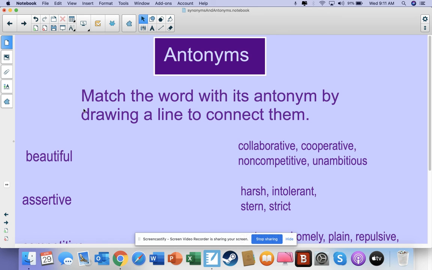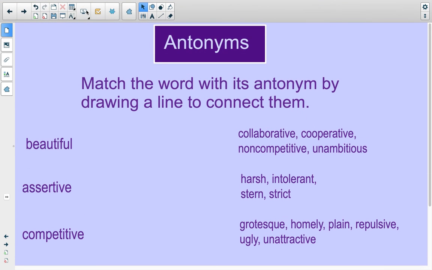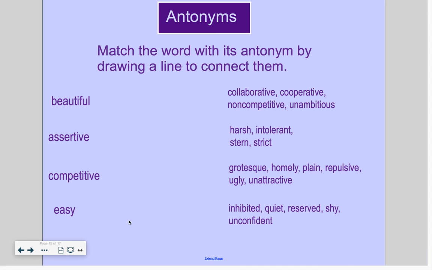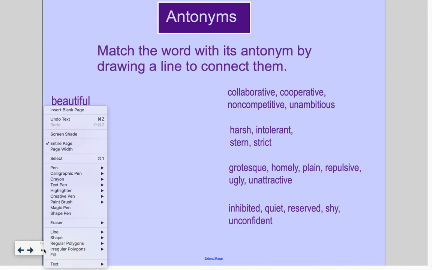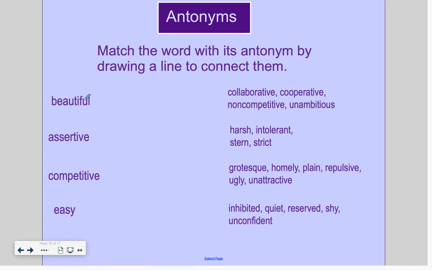So there's another couple of examples. Let's do this one as we drag these definitions to the appropriate word that is the opposite of the one you want. Let's grab my pen here. Collaborative, cooperative, non-competitive, and unambitious. Well, that sounds like competitive to me, doesn't it? Harsh, intolerant, stern, and strict. If someone's harsh, then that's the opposite of easy, I think.